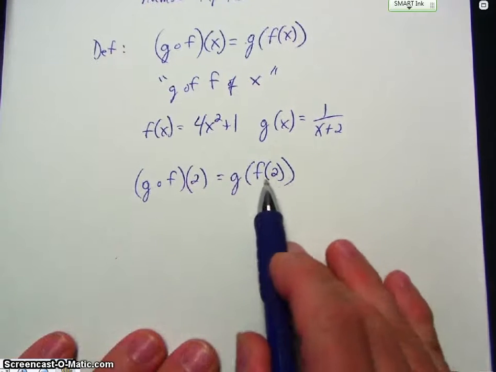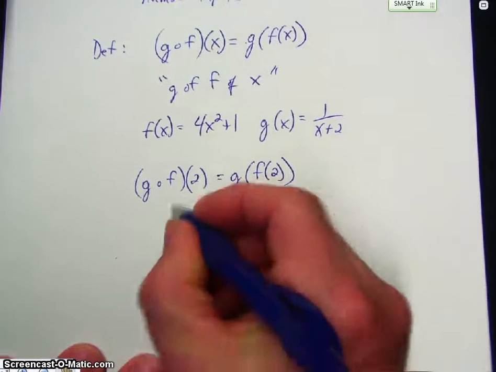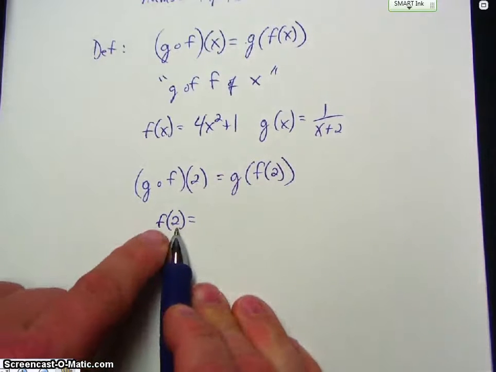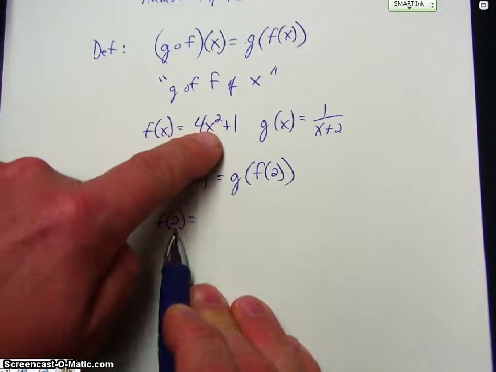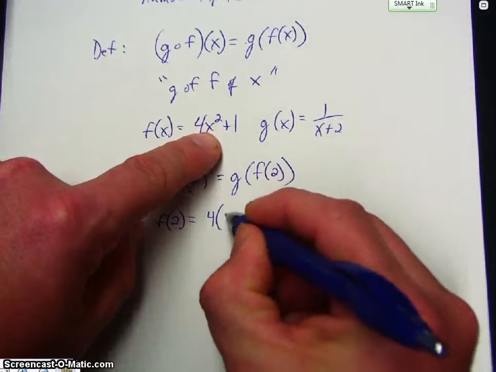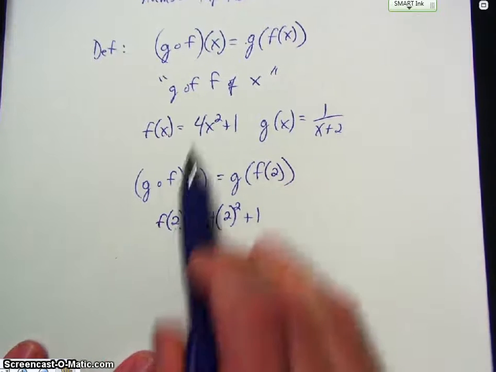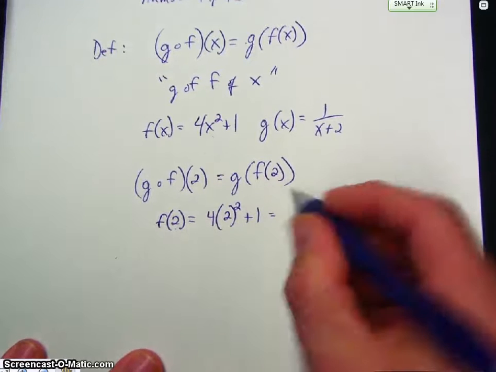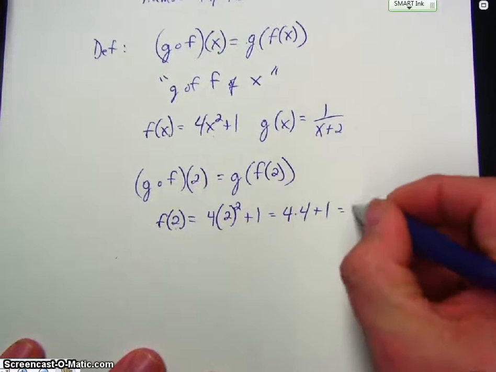What this says is you always work on the inside and work your way out. So in other words, we're going to do f of 2. I'm going to take the number input and plug it into f. That means I'm going to put 2 in for x here. So it's going to be 4 times 2 squared plus 1. I'm substituting 2 into this function. Here I get 4 times 4 plus 1, so that gives me 17.